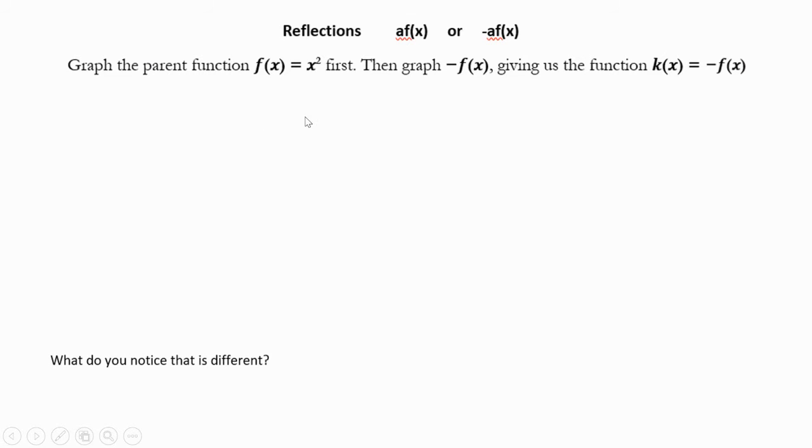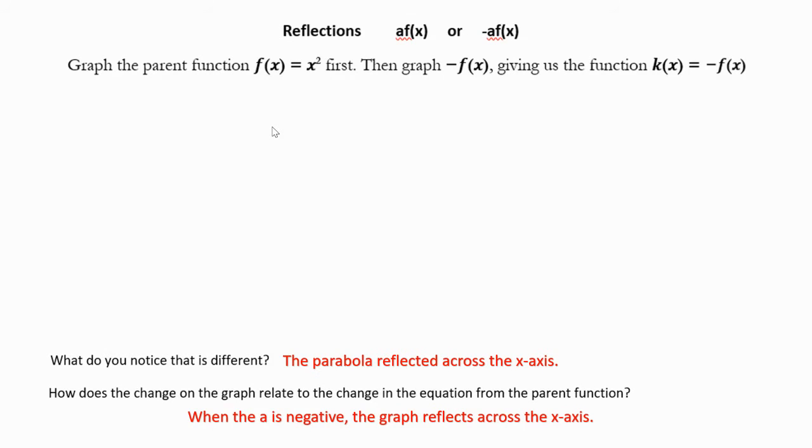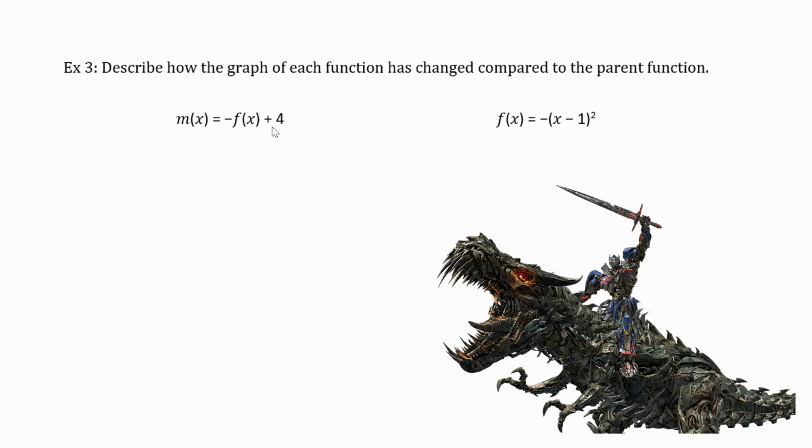Okay, so now what do you notice is different? The parabola reflects across the x-axis. And then how does it relate? Well, when a is negative, the graph reflects across the x-axis. That's your new rule. So if a is positive, it's pointing upward. If a is negative, then it is pointing downward. Okay, a little bit of memorizing in this, right?